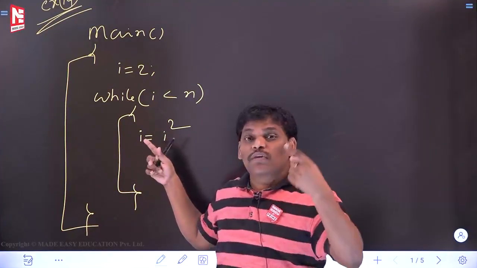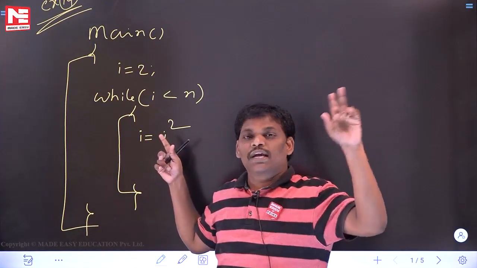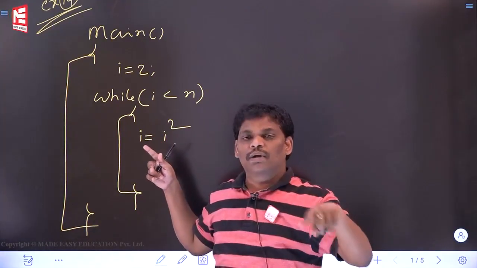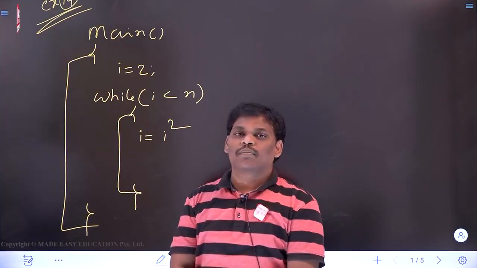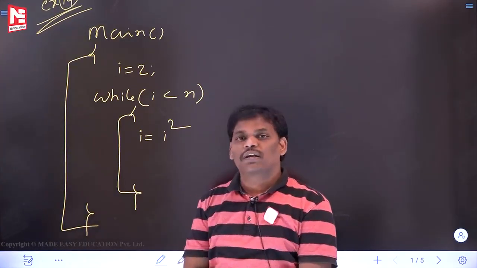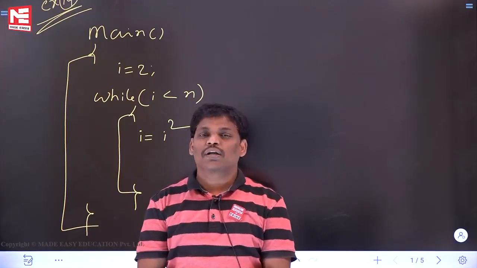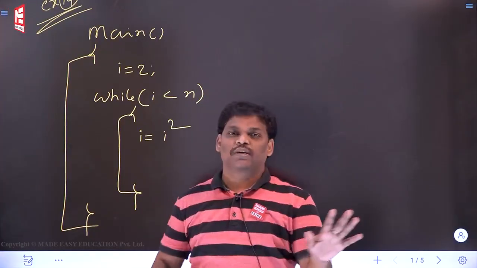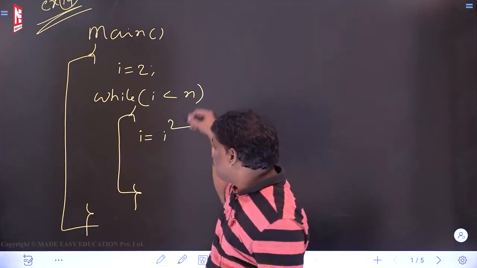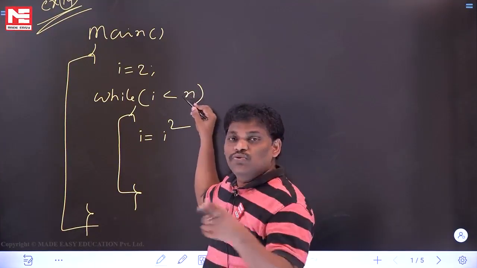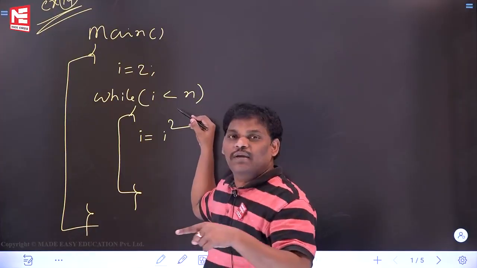Right? I square will grow like anything. In the case of I square, after 10, 100 will come. But in the case of 2 into I, 20 will come. In the case of I plus 2, 12 will come. So where is the 12, where is the 20, where is the 100? 100 is growing, right? I into I grows more faster. This is growing faster. What is the meaning? This loop will be over within less time. Can you help me now?